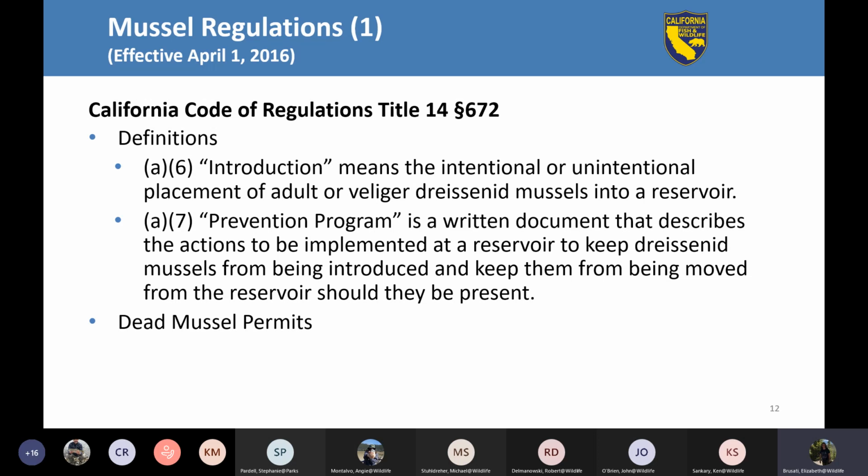In addition, there's a requirement for a dead mussel permit. So if you possess any quagga or zebra mussels, like for instance, if you have some that you use for outreach, I know agencies sometimes have them encased in plastic that they use as outreach items. That does require a permit from the Department of Fish and Wildlife to possess those.